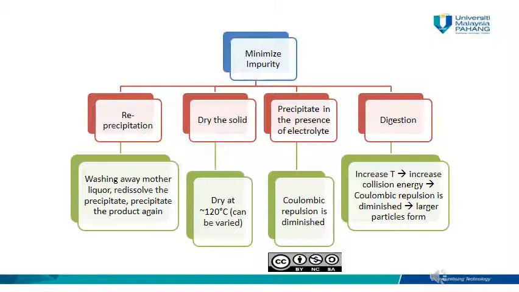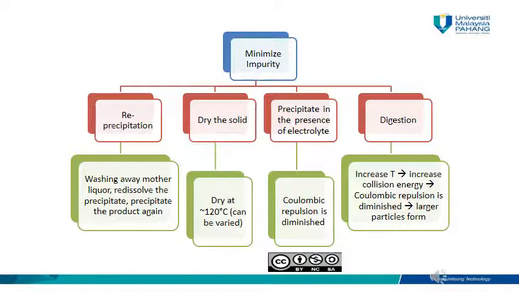Next is dry the solid. When we dry the solid at a temperature of about 120 degrees, it can be varied. Different analytes will require a different temperature, so it depends. Next is precipitate in the presence of electrolyte. Here it always refers to the Coulombic repulsion being diminished. So when we talk about precipitation in the presence of electrolyte, we always refer to the Coulombic repulsion.